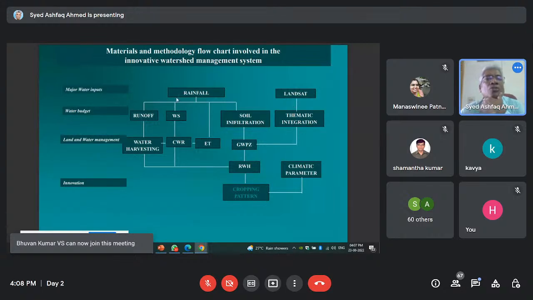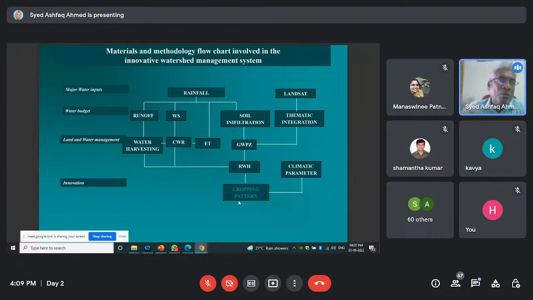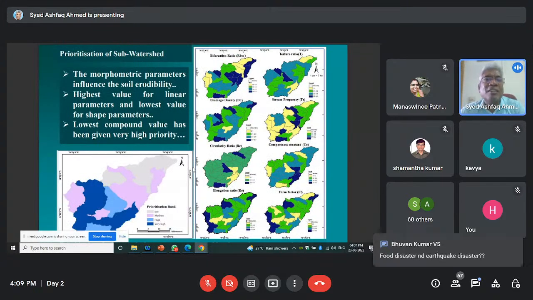This is another flow chart. Here you can see the major water inputs. We have rainfall and water budget, in the form of runoff. So all these things, soil infiltration, these parameters we have to calculate to exactly find out the cropping pattern, and how much water is required for each and every crop. All these parameters we have to calculate, and then ultimately come to a conclusion on the requirement of water in that particular watershed.